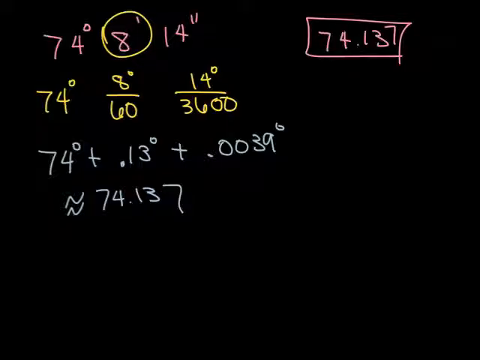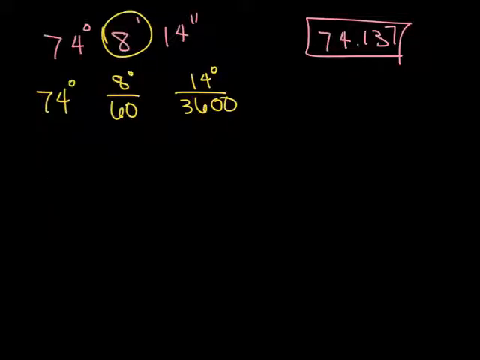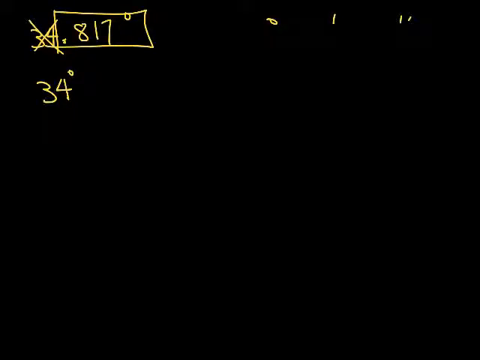Okay, let's go the other way. Let's go from a decimal to degrees, minutes, and seconds. So I give you the decimal 34.817 degrees, and I want it in degrees, minutes, seconds. So what do we do? Well, we've already got our 34 degrees, so let's just leave that alone and not worry about it. And we're going to convert 0.817 to minutes and seconds.